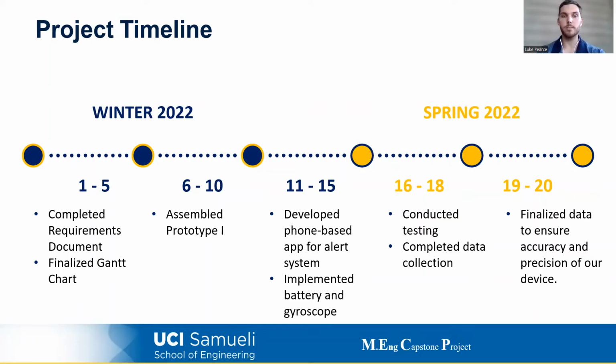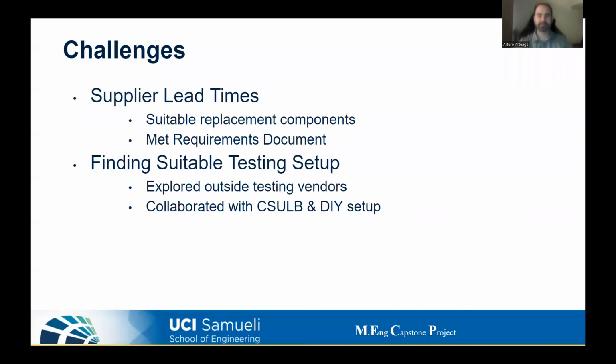In the first 5 weeks of our project, we completed our requirements document and finalized our Gantt chart. In weeks 6 through 10, we created a fully functioning prototype. In weeks 11 through 15, we created a phone-based app for an alert system and implemented the battery and gyroscope. In weeks 16 through 18, we conducted testing and completed data collection. And in weeks 19 and 20, we finalized data to ensure accuracy and precision of our device.